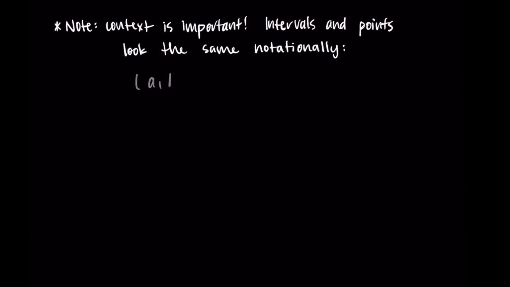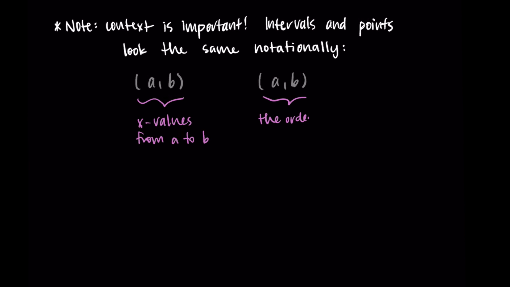We could have (a, b) in parentheses, and (a, b) in parentheses, and these could refer to different things. So (a, b) could refer to x values from a to b, so this could be an interval, or it could be an ordered pair, where we have x equals a and y equals b. So it's important to note when we're having intervals or when we're having points. This isn't a problem, this isn't bad, it's just something to be aware of.